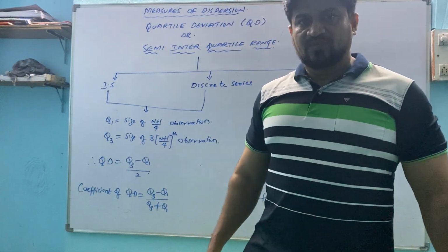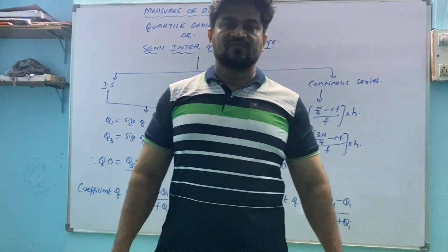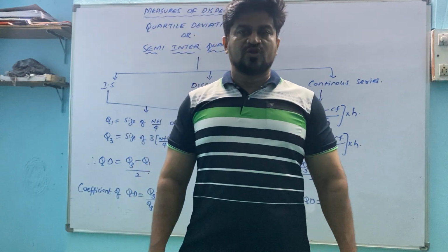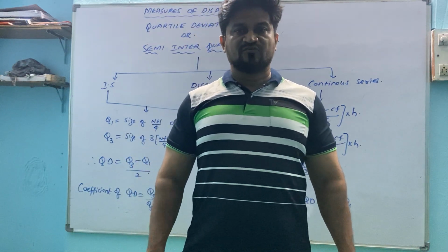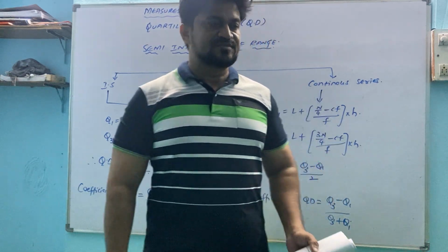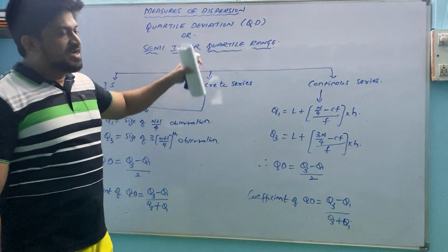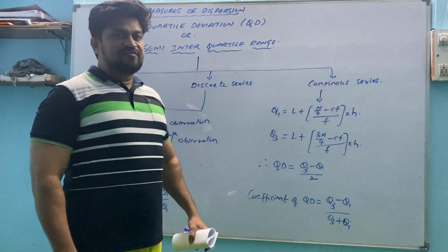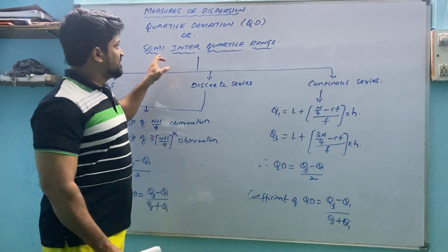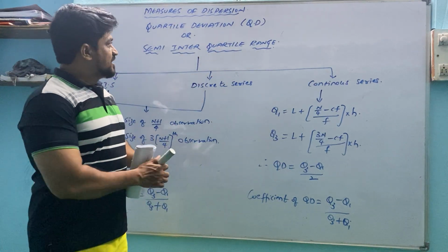Measures of dispersion unit we started yesterday. In that one we have done range questions. Now we are going to discuss the second topic of measures of dispersion, that is quartile deviation. Quartile deviation is also known as semi-interquartile range.